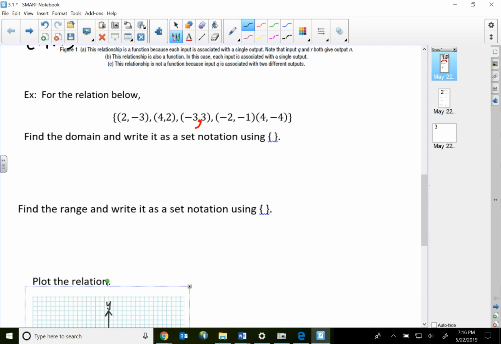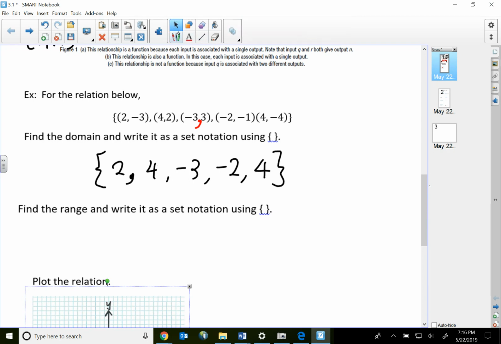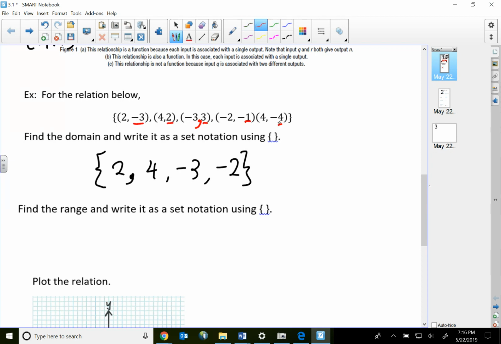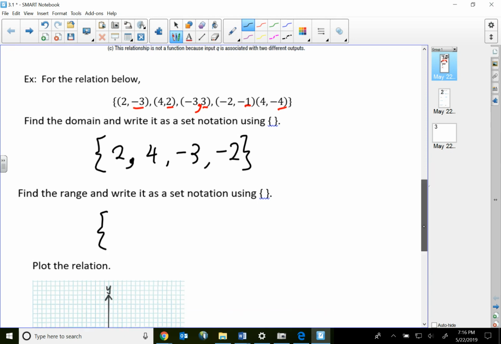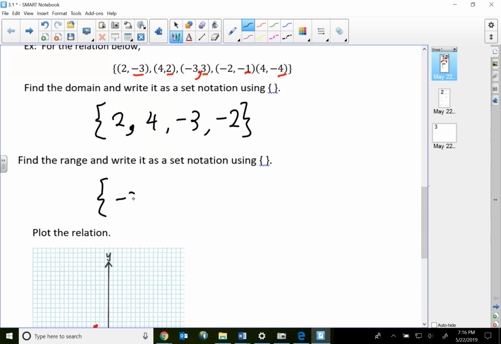I have to use set notation. So find the domain and write it in set notation using braces. Domain is referring to the x values, so all I'm going to do is write down all the x values, separated by commas. All right, I wrote 4 twice. I don't need to write 4 twice, so I'm just going to stop at -2. Range is referring to the y values, so I'm just going to put down all the y values for the range. Since there's no points in between, these 5, I put them in set notation.